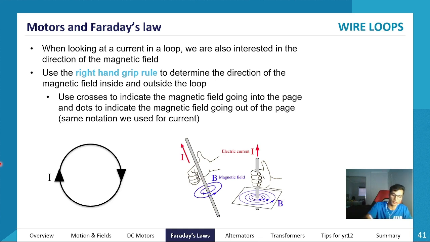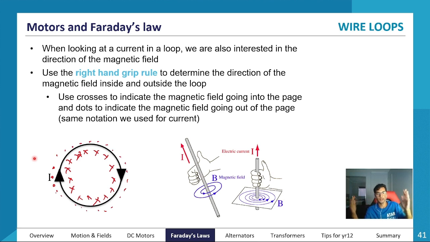So if it's going clockwise, we know that on the inside, over here, the magnetic field would be going away from us, so we would draw X's. And on the left-hand side, the magnetic field is coming towards us, so you would write dots. If you were to complete this for the entire circle, you would see that the magnetic field inside the loop is going away from us, and the magnetic field on the outside of the loop is coming towards us.